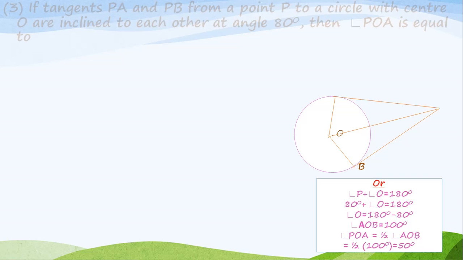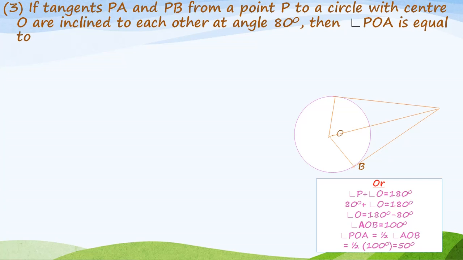Dear students, now we discuss the problems belonging to circles. The third problem: if tangents PA and PB from a point P to a circle with center O are inclined to each other at an angle of 80 degrees, then angle POA is equal to what?